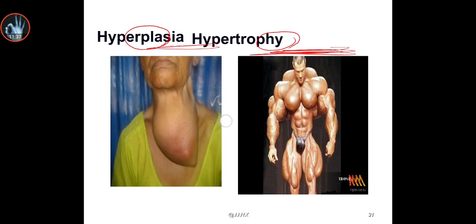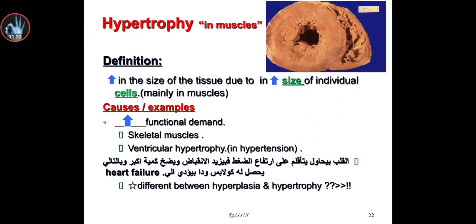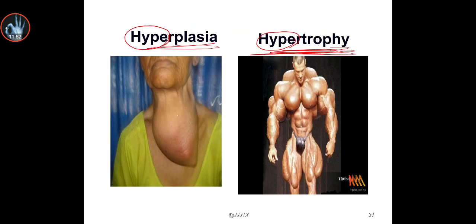This is for hyperplasia. For hypertrophy, it occurs in muscles. So there is another difference or variation between hyperplasia and hypertrophy. Hypertrophy occurs in the muscles. Hyperplasia occurs in the gland and the targets of the gland.